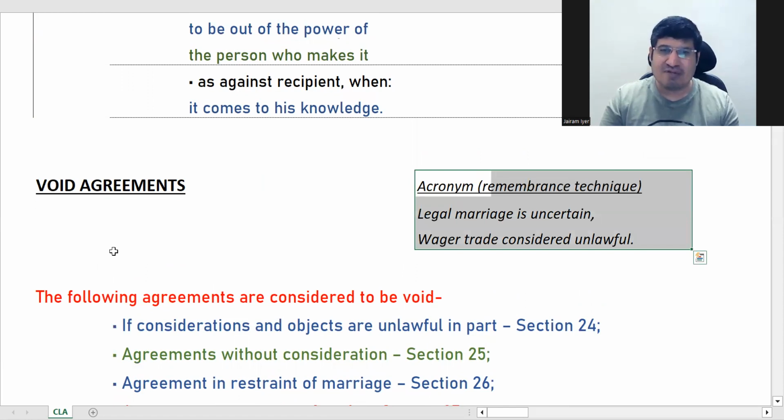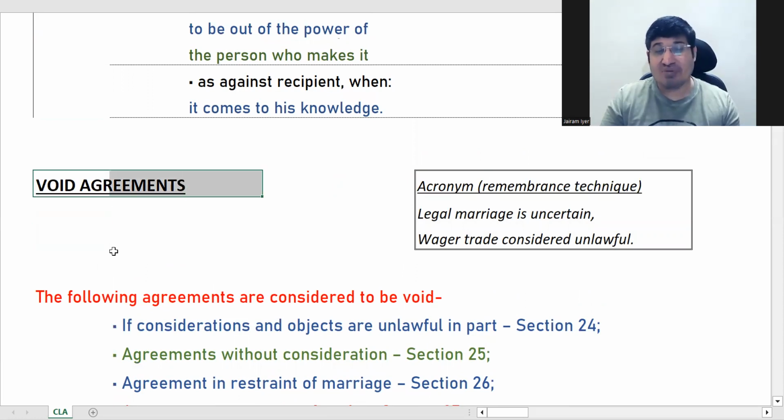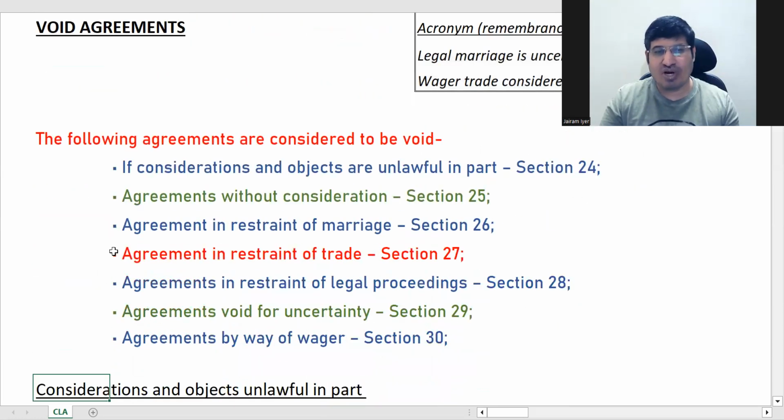Acronym is nothing but your remembering technique, your memory technique, whatever you call it. You can make your own also, so we'll go to that later. Now let's see what are void agreements. These agreements are considered to be void, so we have to study all these one by one.